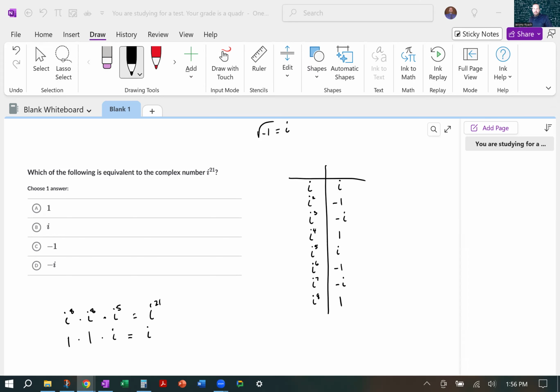The next one's pretty simple. It says i to the 6. Again, we would just look at our table. That one's negative 1.